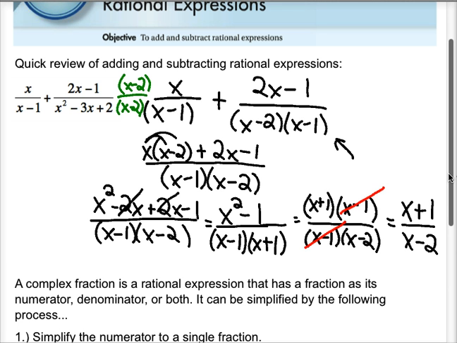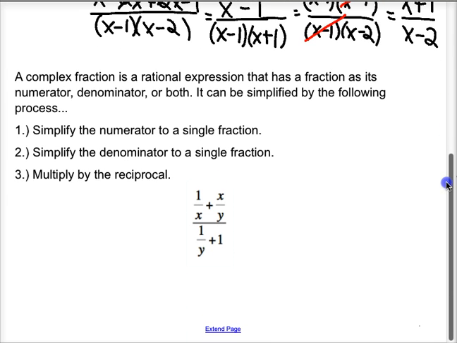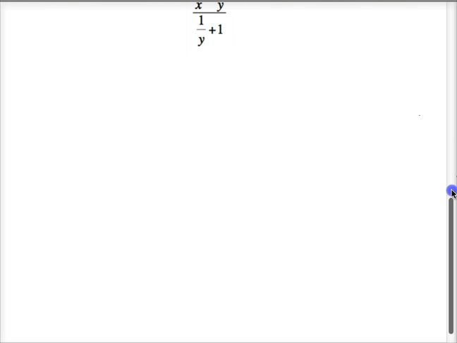Today we're learning about a complex fraction. A complex fraction is a rational expression that has a fraction as its numerator, denominator, or both. It can be simplified by doing the following. We're going to find a common denominator on top, get a single fraction. Get a common denominator on the bottom, get a single fraction. And then we're going to multiply by the reciprocal. These can take quite a bit of work, quite a few steps. But in the end, I think you'll notice they're not too horrible. It's just quite a bit of work to get there.